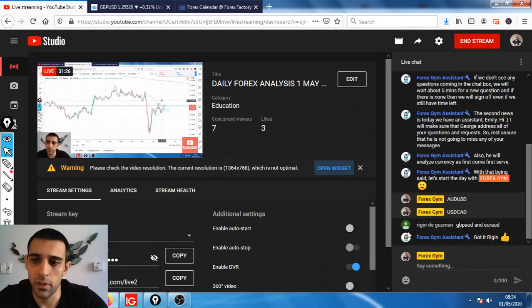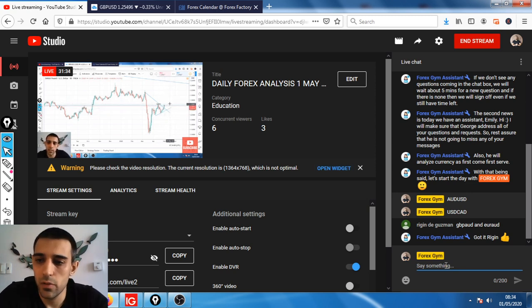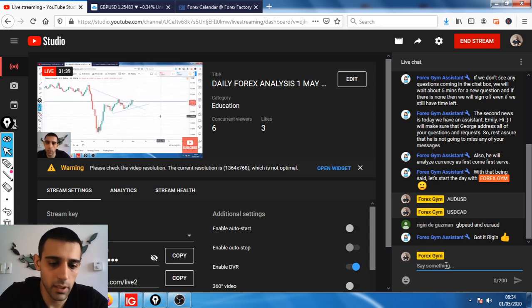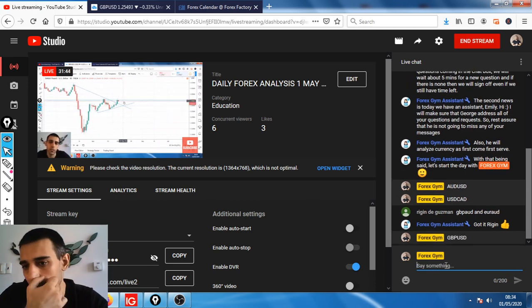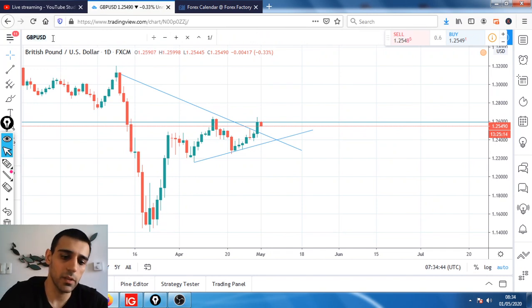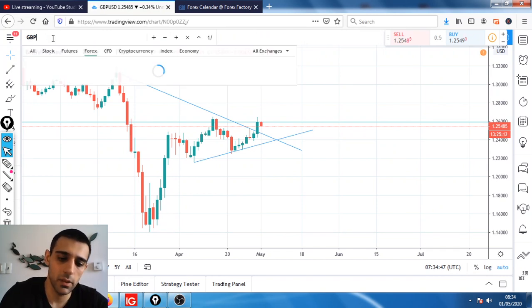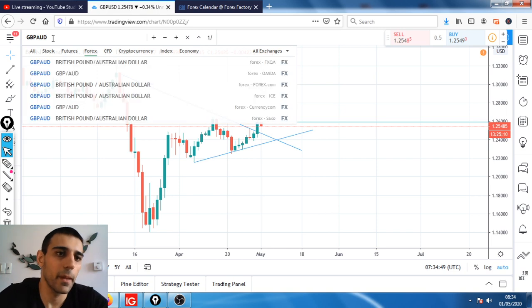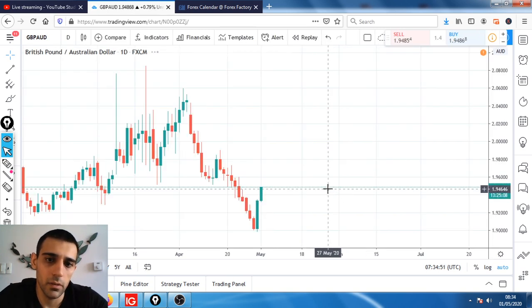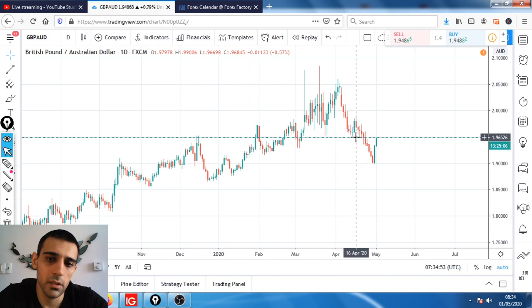So this is British pounds against the US dollar, GBPUSD. Now let's have a look at the British pounds against the Australian dollar, GBPAUD. Let's see what we have.